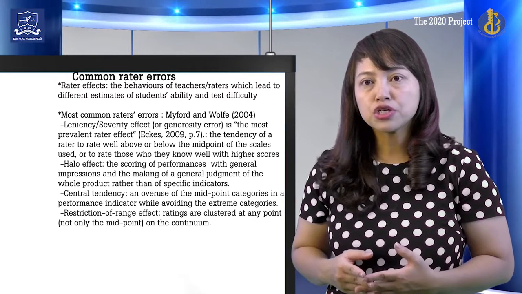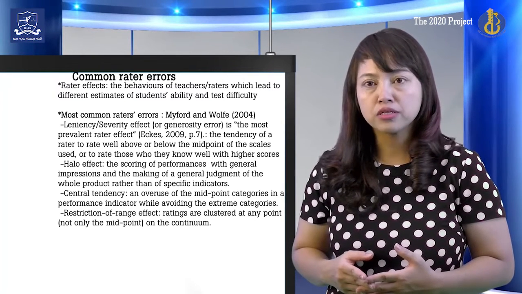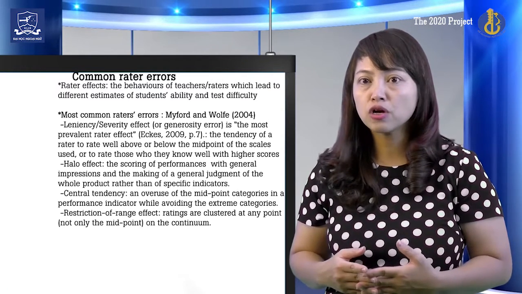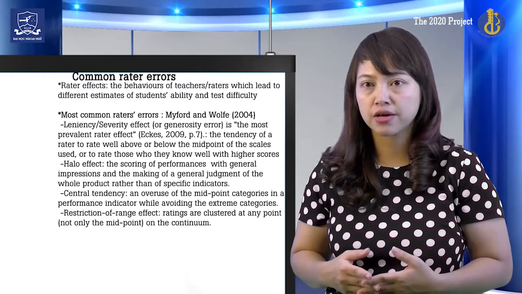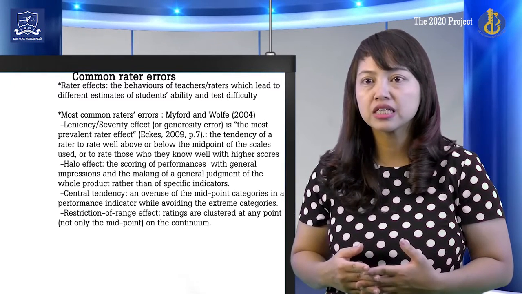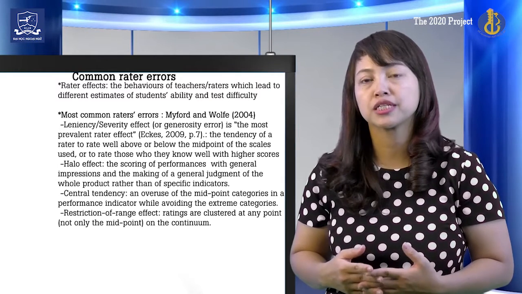Finally, restriction of range effect happens when raters only give scores at any point, not only the midpoint, on the scale. This is a case of leniency, severity, and or central tendency error.